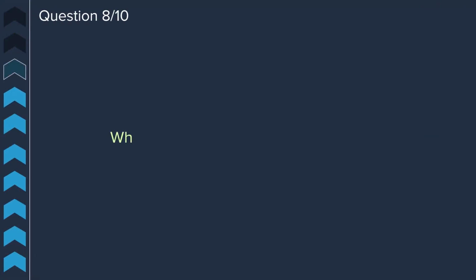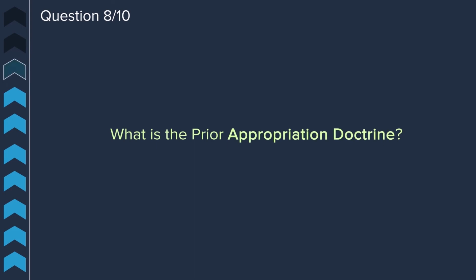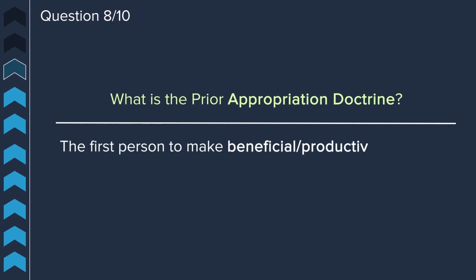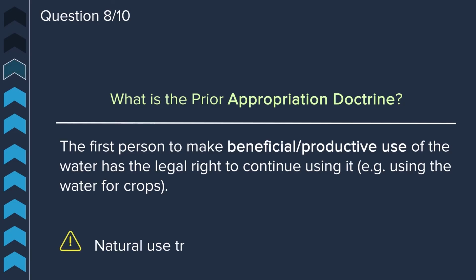Question 8. What is the prior appropriation doctrine? The prior appropriation doctrine holds that the first person to make beneficial or productive use of the water has the legal right to continue using it. For example, using water for crops. Note again that natural use trumps artificial use.